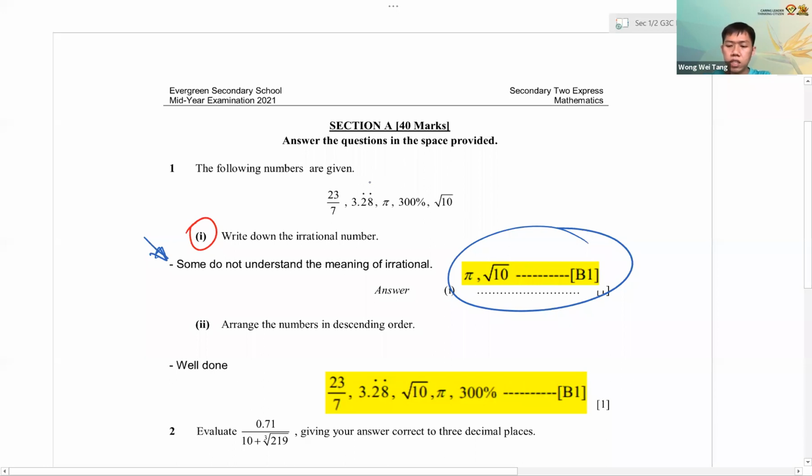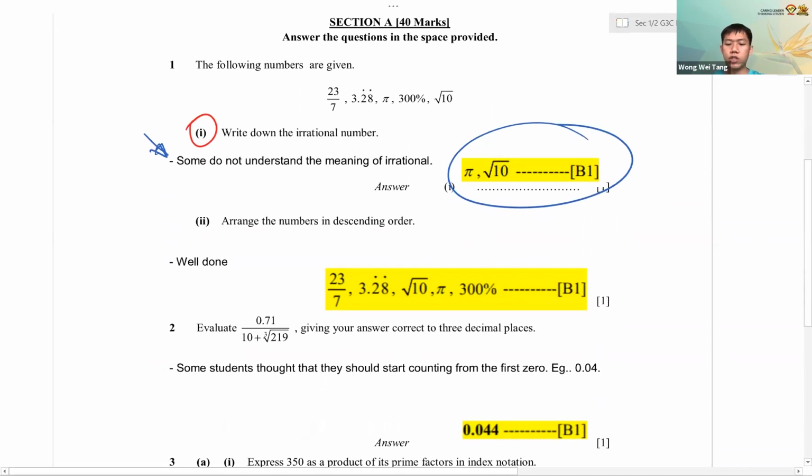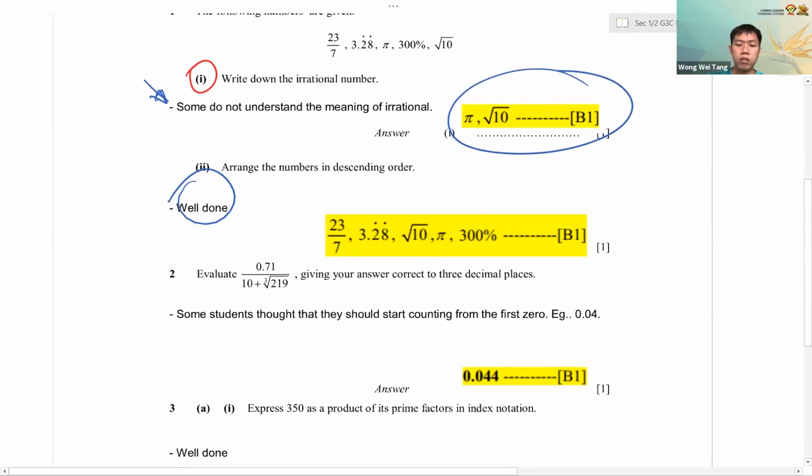So in this case, the irrational numbers will be pi, because you cannot express it as a fraction, and square root 10. So these are the two irrational numbers. You will almost always see it during every paper. So make sure you learn it well. Then arranging in descending order, it was well done for the cohort.